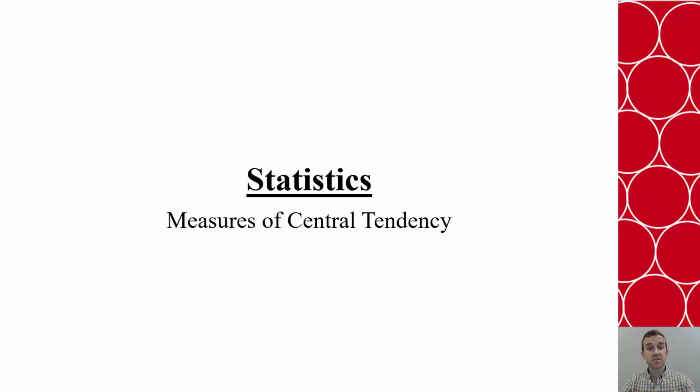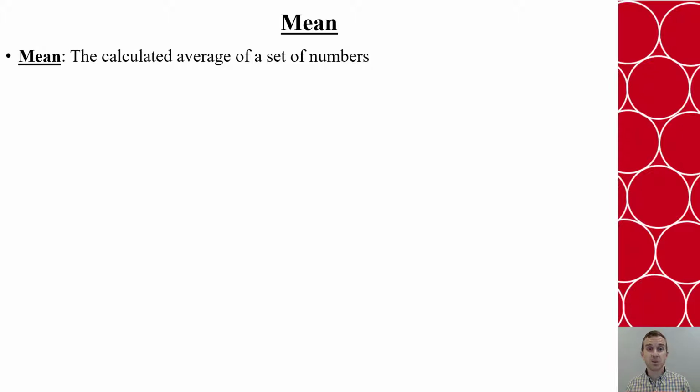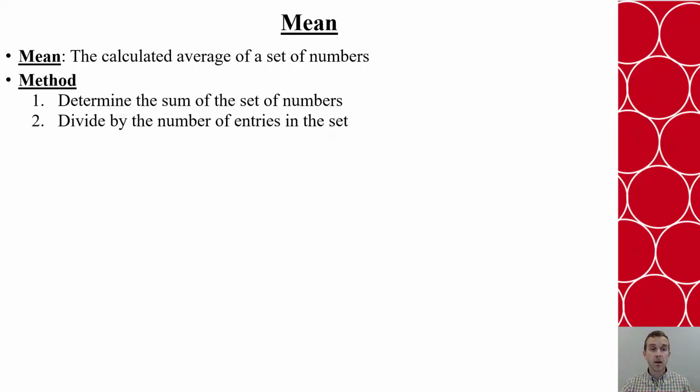In this video, we'll discuss measures of central tendency. The first measure we'll discuss is the mean, which is the calculated average of a set of numbers. To calculate the mean, we first determine the sum of the set of numbers and then divide by the number of entries in the set. Notationally, you will see that x bar equals the sum of the x's divided by n.